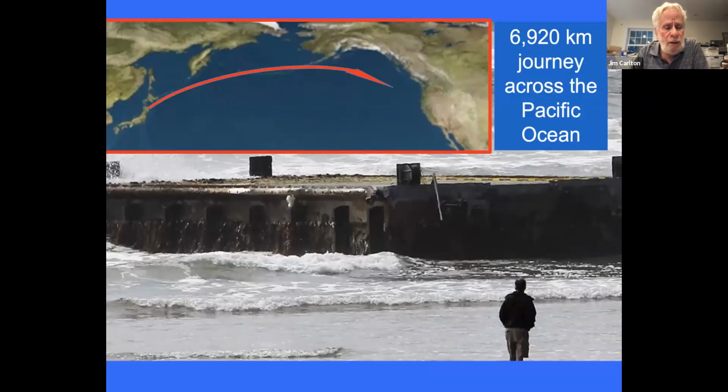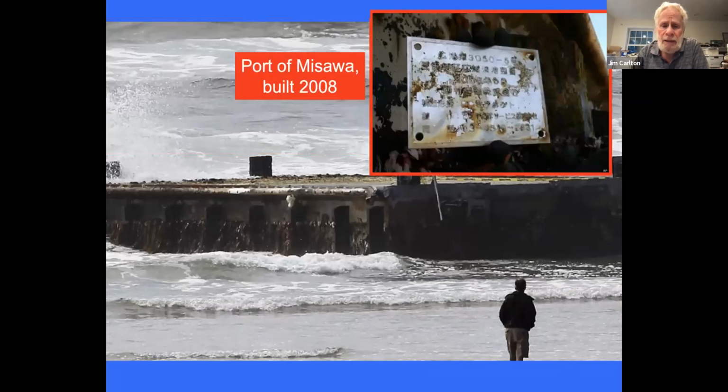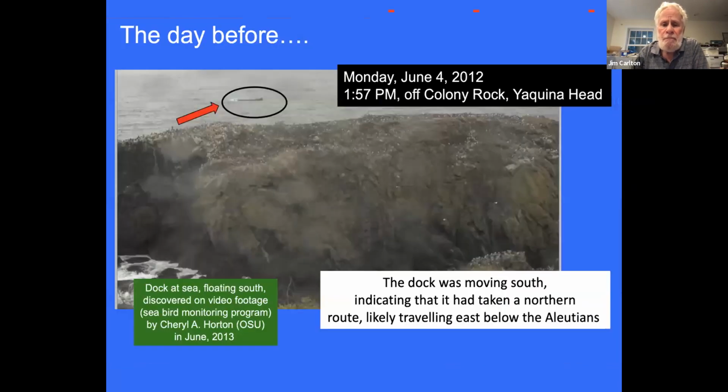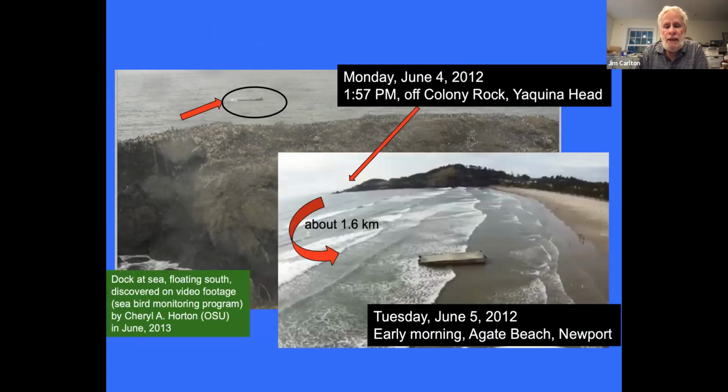How did we know this dock was from Misawa? It had a plate on it that says, I'm from the port of Misawa, built in 2008. And it turns out it was coming from the north to the south. A year later, a graduate student at Oregon State University was looking at video monitoring a seabird colony and watched the dock float from the north to the south the day before. And it came around Yaquina Head and landed on the beach on June 5th, where it was then discovered.